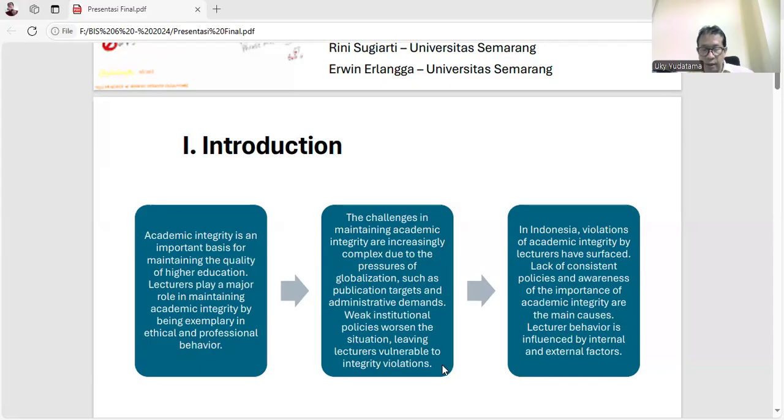In Indonesia, there have been reported cases of academic integrity violation by lecturers. The primary cause of this violation are the lack of consistent policies and insufficient awareness regarding the importance of academic integrity. Furthermore, lecturers' behavior is influenced by a variety of internal and external factors, which necessitates a comprehensive understanding of this influence in order to effectively address the issue.